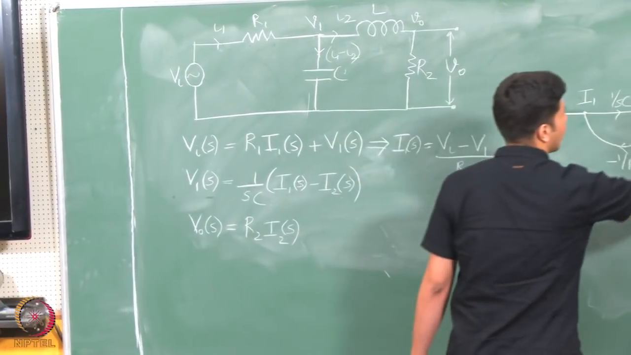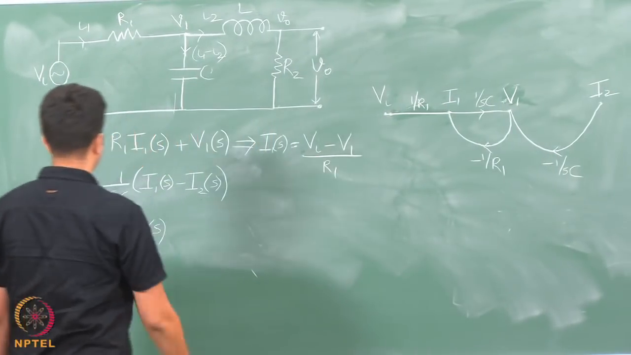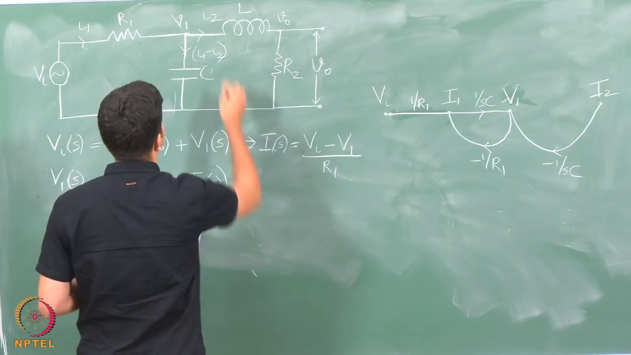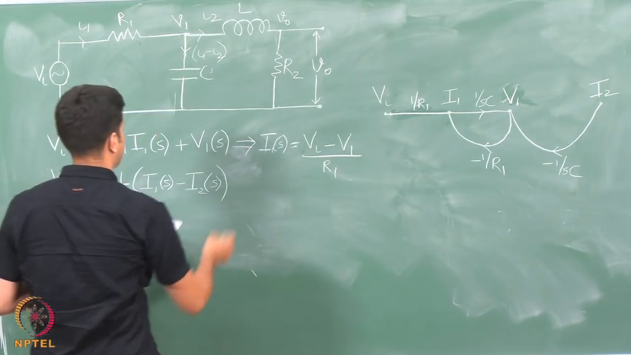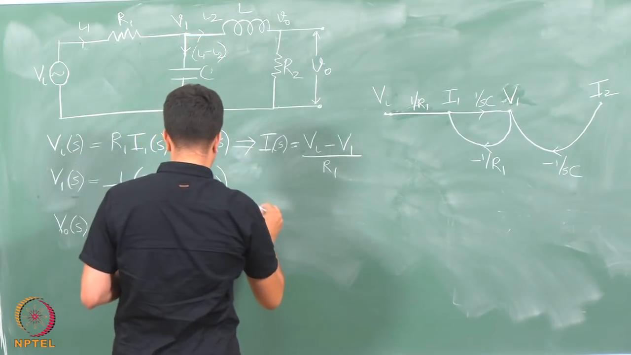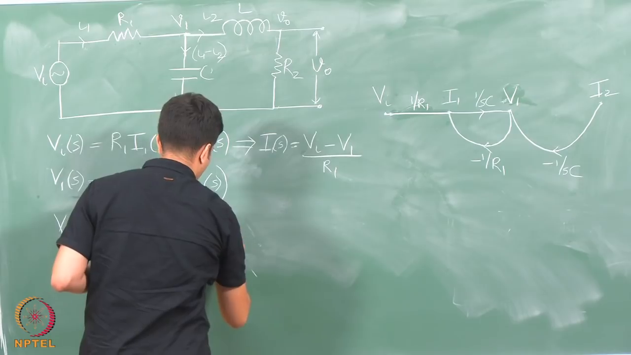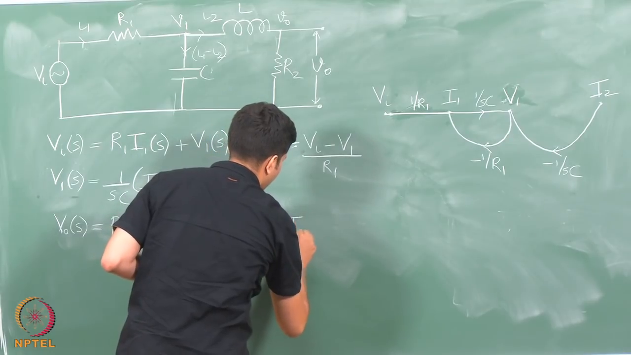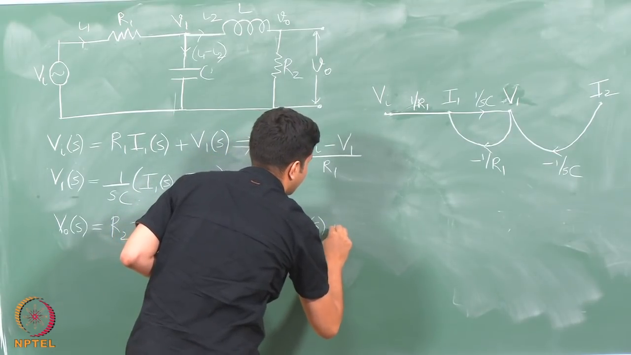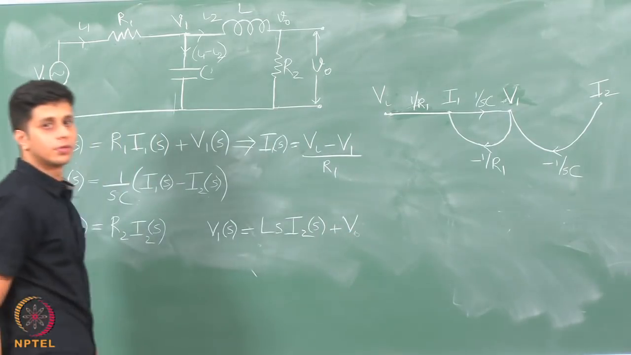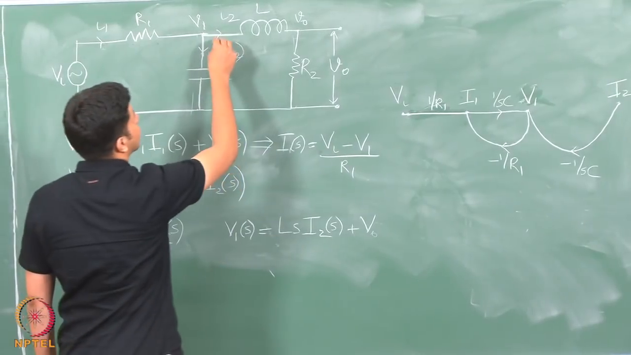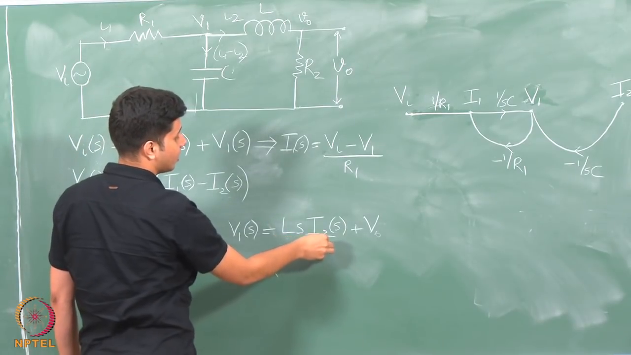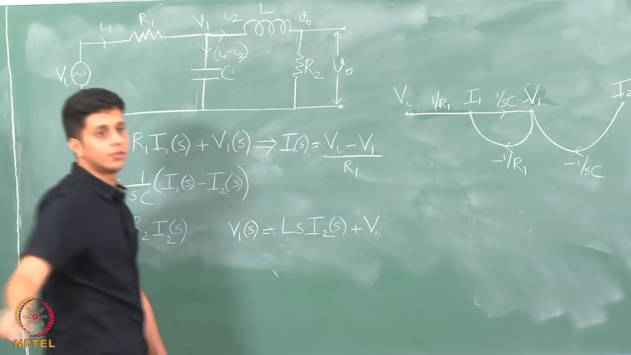Now what is the relation of I2 and V1? So we already know this relation. What we will do is, we can take another relation as well, which will actually give us a nicer result. We will take V1 to be LS times I2 of s plus V0. This is fine, right? Because this is current I2 and this is an inductor, I can write it as L times S into I2 of S plus the voltage here, which is V0.